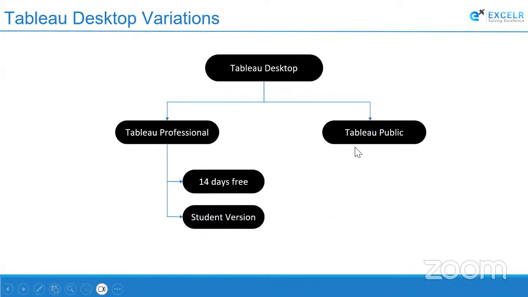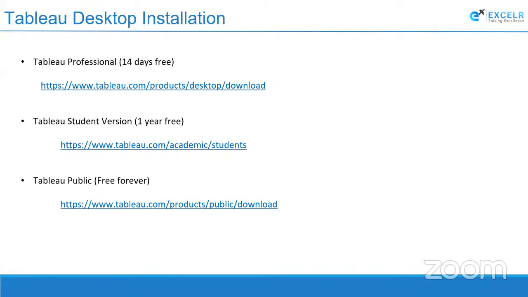If no, then let's move on to the next slide. Tableau Professional is free for 14 days, and the student version is free for 1 year. Tableau Public is free forever because the data is going to the public. You cannot use Tableau Public for professional work. You can just use it for your personal things.